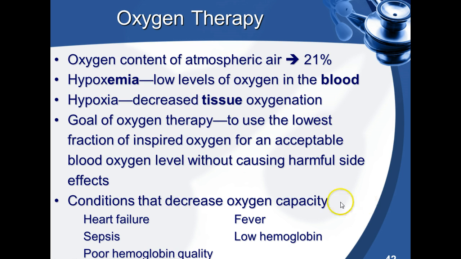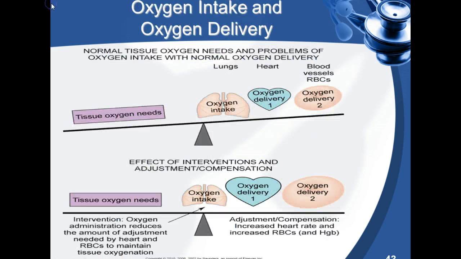The goal of oxygen therapy is to use the lowest fraction of inspired oxygen for an acceptable blood oxygen level without causing harmful side effects. Conditions that decrease oxygen capacity would be heart failure, I can see that, sepsis, poor hemoglobin quality, fever, and low hemoglobin. Okay, so those are the reasons why a person could possibly have low oxygen capacity.